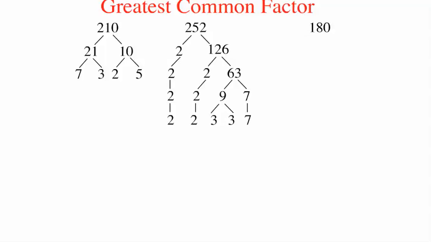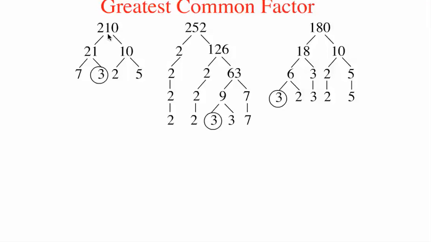180. So 18 times 10, 18 is 6 times 3, 6 is 3 times 2, 10 is 2 times 5, so we're done. Bring all your primes down, and there we go. Is there a 7 common? No. Is there a 3 common? You betcha. So circle the common 3s. Is there a 2 common? Circle those. And is there a 5 common? No, thanks for playing. We've reached the end of 210, and only 3 and 2 are common. So the GCF is going to be 3 times 2, or 2 times 3, which is 6, and that's it.